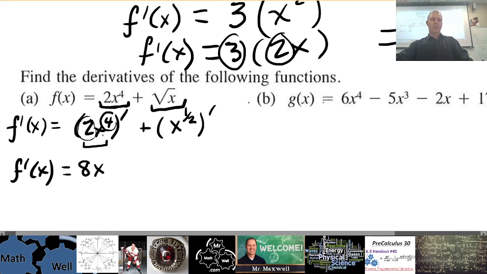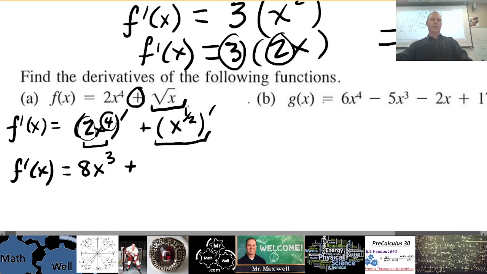Retain your variable there, and then I'm going to subtract 1 from 4. This is going to be x cubed. So the derivative of 2x to the 4th is 8x cubed. And because that's not the only part of the expression, we're going to add, because that's what I have here, and I'm going to take the derivative of this part now.